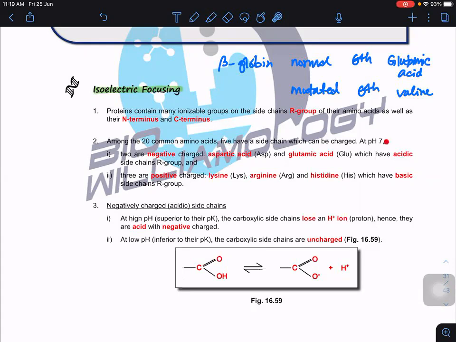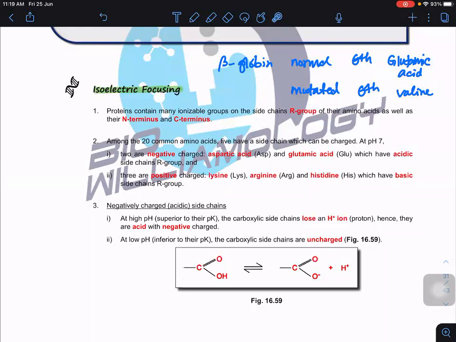Five have a side chain which can be charged. At pH 7, we have two negatively charged R groups, aspartic acid and glutamic acid. So they are acidic side chains. Acidic side chains always give us the negative charge when ionized. And three positively charged R groups, lysine, arginine, and histidine, with a basic side chain R group.